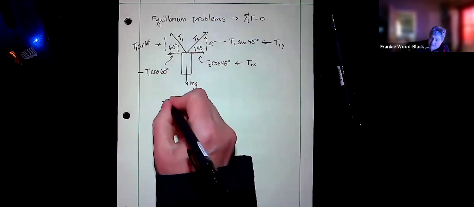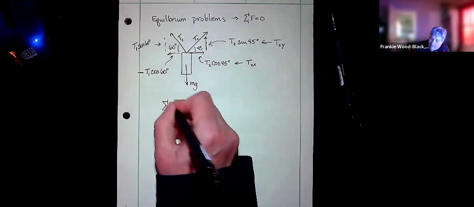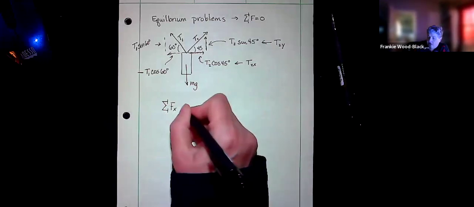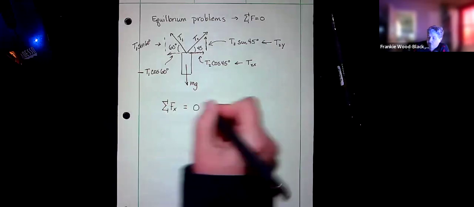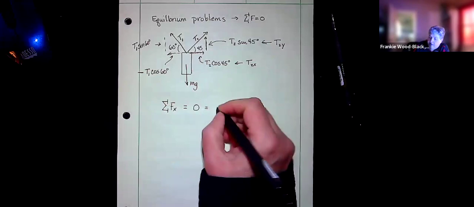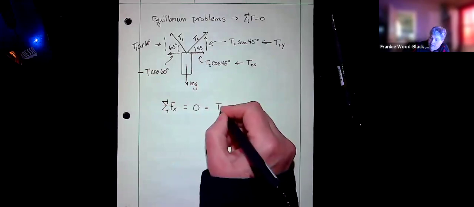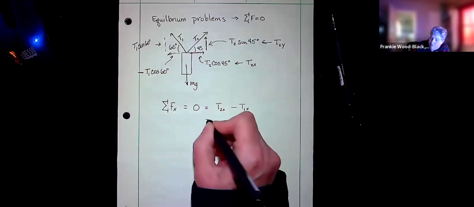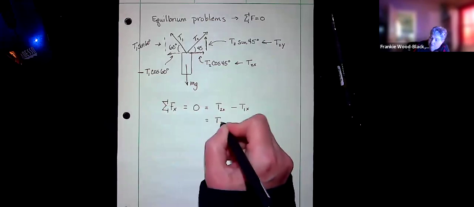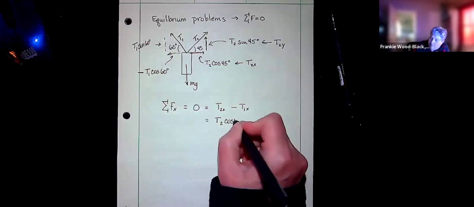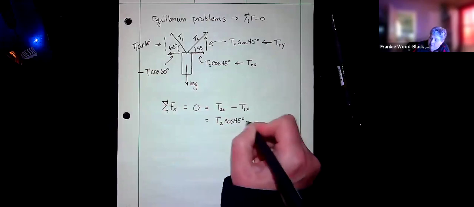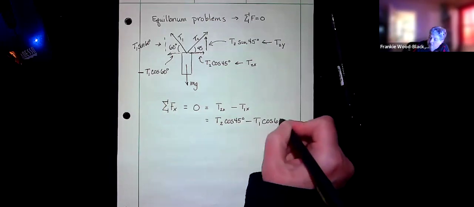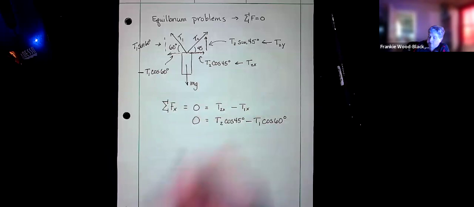So now I'm going to have the sum of my forces in the x direction equal 0. And I'm going to have T2x minus T1x, or I'm going to have T2 cosine 45 degrees minus T1 cosine 60 degrees is equal to 0.